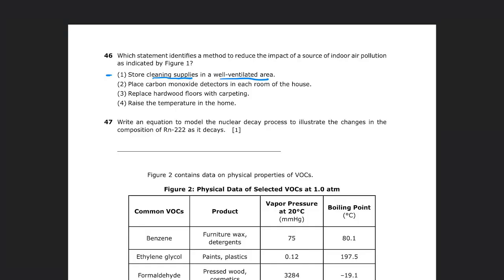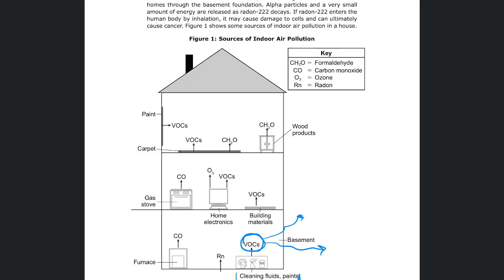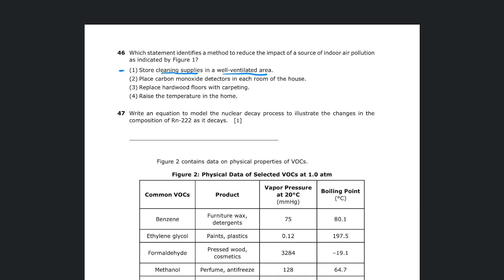Choice number 2 says, place carbon monoxide detectors in each room of the house. While this might be an appealing answer choice because carbon monoxide detectors will help you detect carbon monoxide, ultimately it's not going to do anything to reduce the source of indoor air pollution. So we're going to get rid of choice 2.